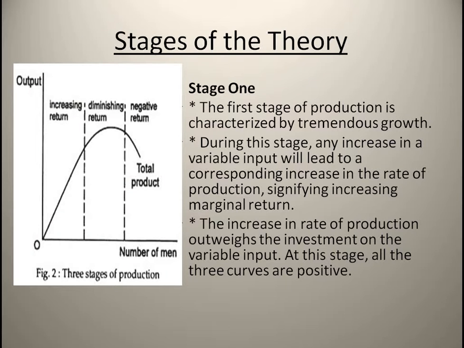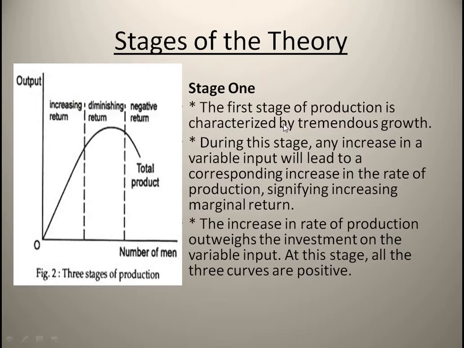Next, we shall learn the important concept of the theory, that's called stages. You have 3 stages to start with. The first one is the increasing return stage, the second one is the diminishing return stage, and the last one is the negative return stage. This is stage 1 I'm explaining to you.